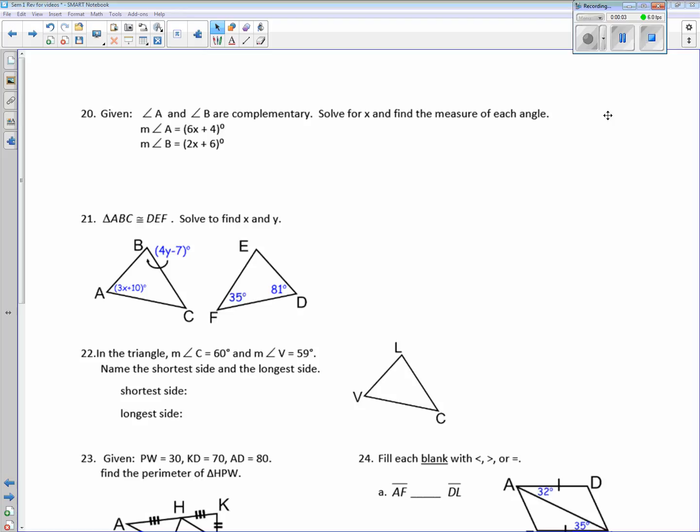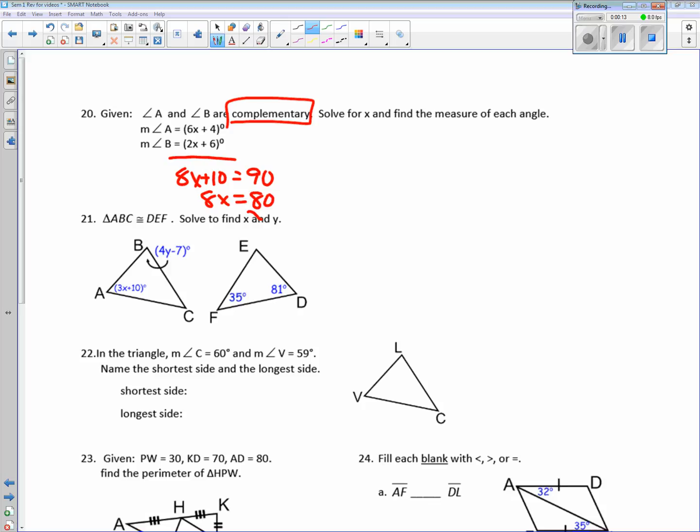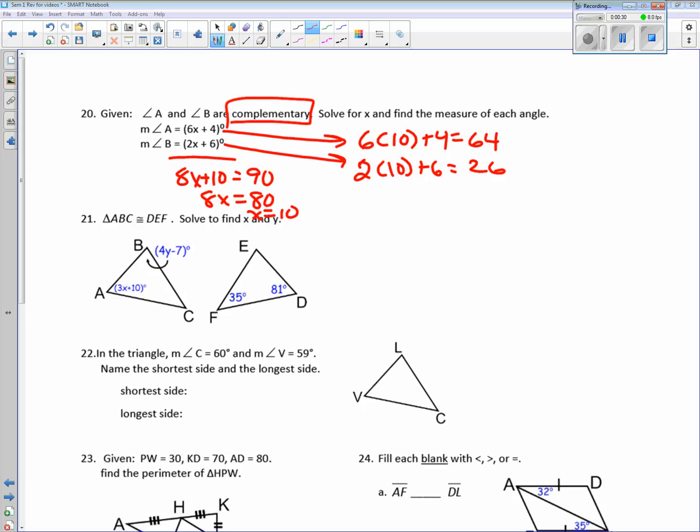20, remember complementary means adds to 90. So if I add these two angles together, their sum will be 90. Subtract 10 from both sides. So x is 10. Now they want each angle, so angle A is going to be 6 times 10 plus 4, which is 64. Angle B is going to be 2 times 10 plus 6, which is going to be 26. Check your math. Those both add up to 90.